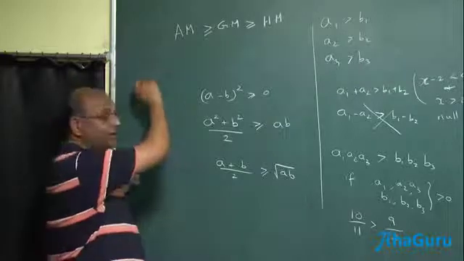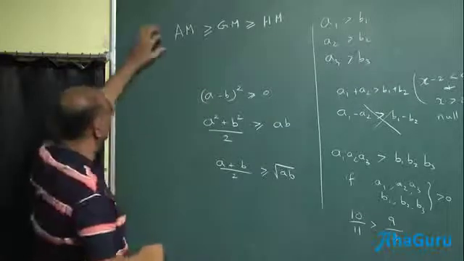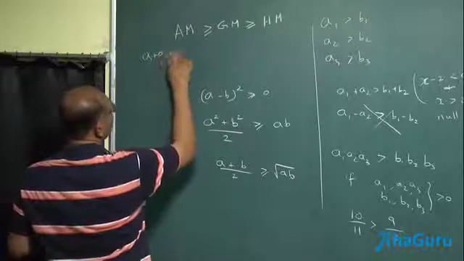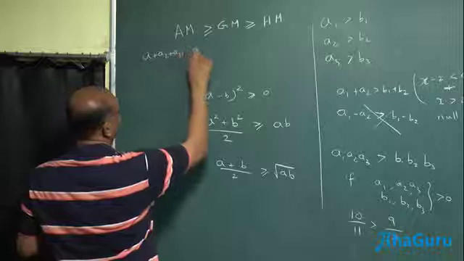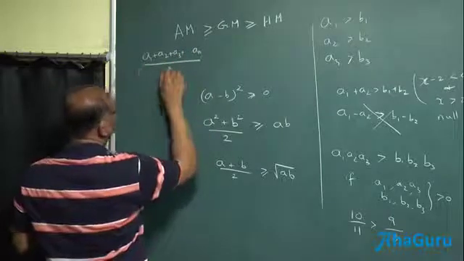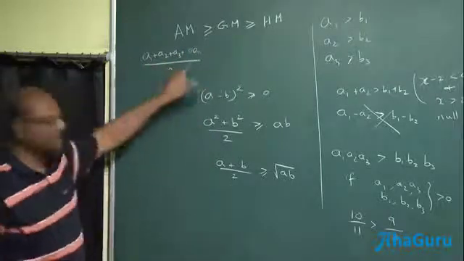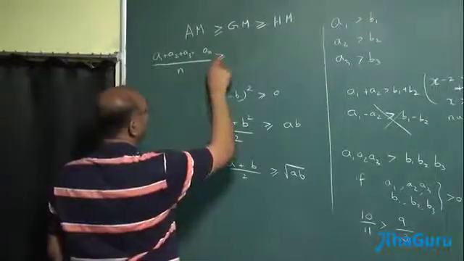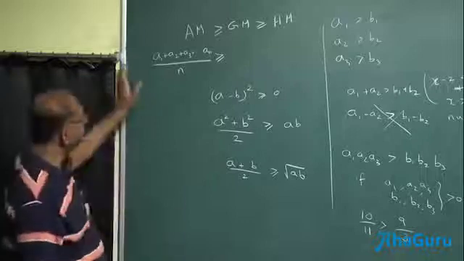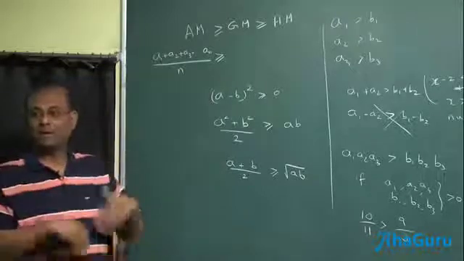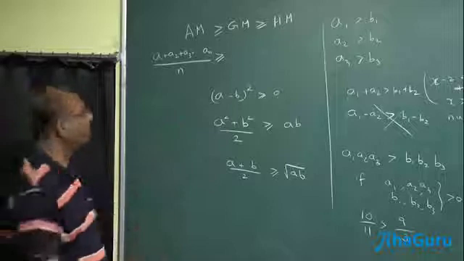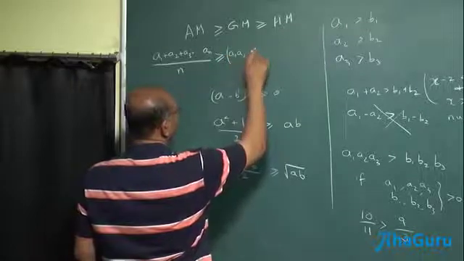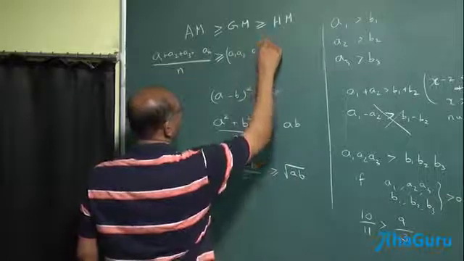Now, how do I show this for many more numbers? So the basic rule here is that if I had a1, a2, a3, a whole bunch of numbers, the arithmetic mean is the sum of all these numbers by n. This is greater than or equal to the geometric mean, which is the product of all these numbers to the power of 1 by n, the nth root. So a1, a2, a3, an to the power of 1 by n.